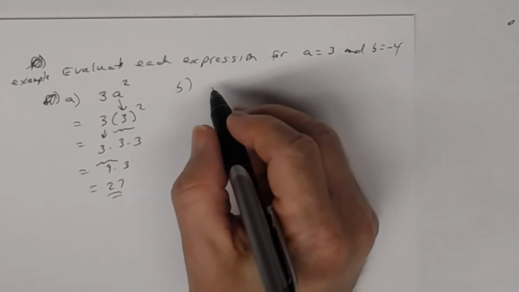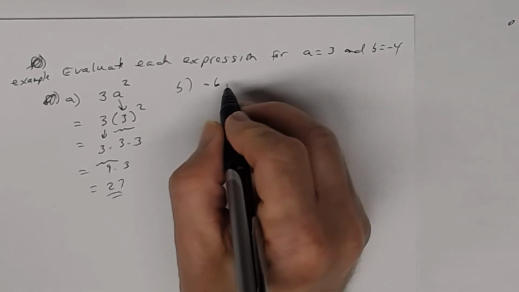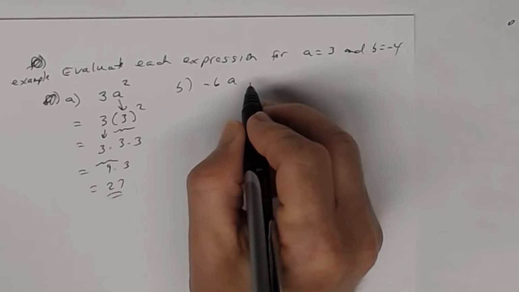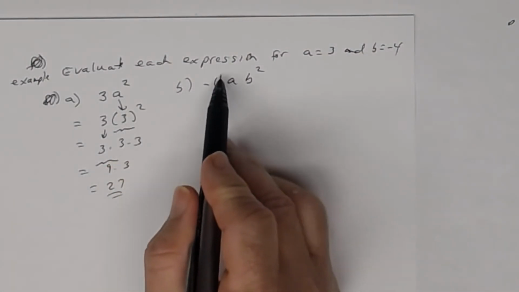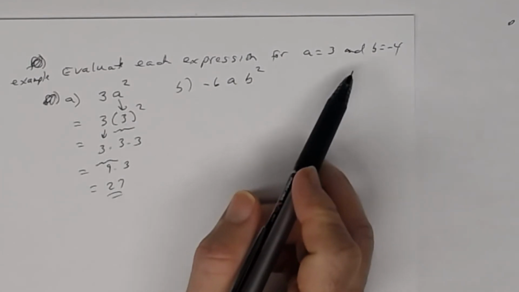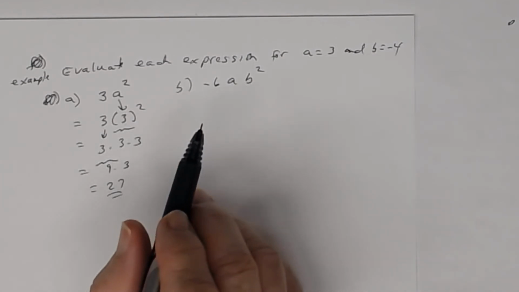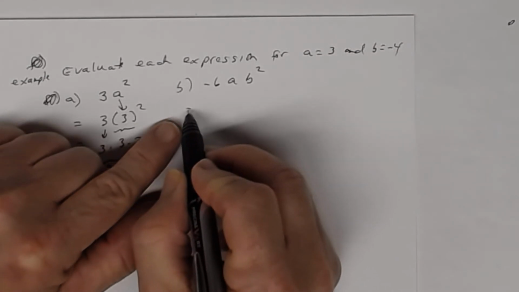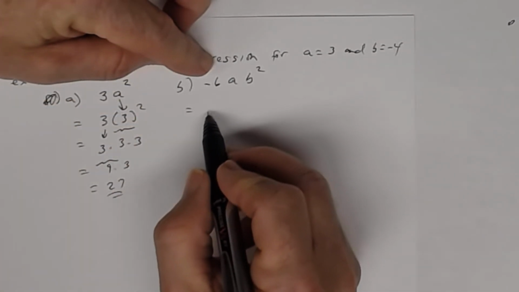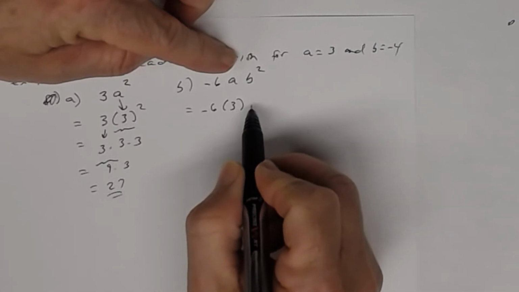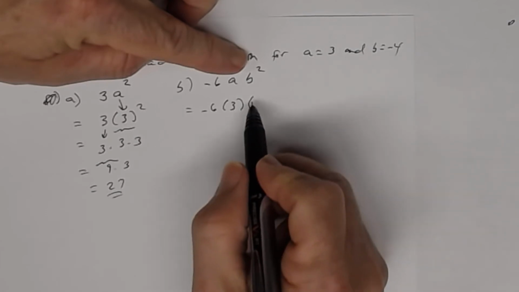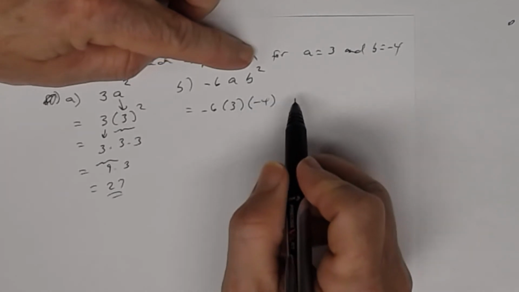So in B, let's suppose you had negative 6 times a times b to the second power. So I want to evaluate this expression when a is 3 and b is negative 4. So be very careful how you substitute. So here's the way I'm going to do this. I have negative 6, that factor, times, and put this a in parentheses. So a is 3, times in parentheses b, which is negative 4, but negative 4 is being raised to the second power.